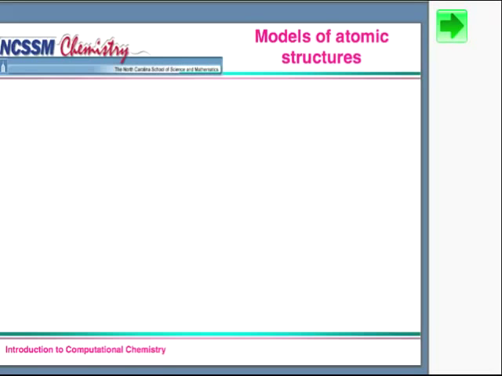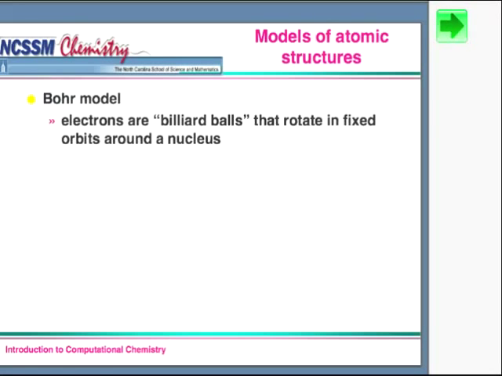You probably have some familiarity with some models of atomic structures from your beginning chemistry class. The first one being the Bohr model. That model basically suggests that electrons are billiard balls, or these little hard marbles, if you will, that rotate in a fixed orbit around a nucleus. So the nucleus is this large object. It has a positive charge. Electrons are negative, and they're very, very small as compared to the nucleus. And basically, these electrons rotate around the nucleus very much like a planet might rotate around the sun.